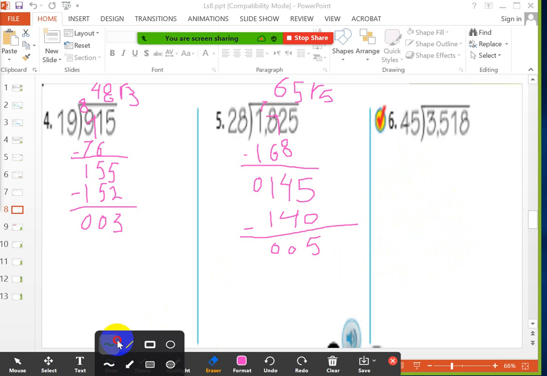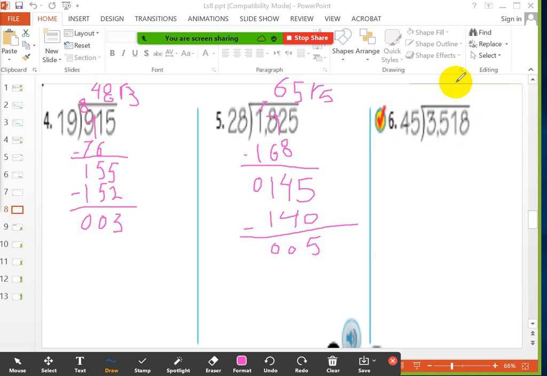Let's find the answer for 3,518 divided by 45. Now I will take the 3. Can I divide 3 on 45? No. So I will take the 5. 35, can I divide it on 45? No, I can't. So I will take the 1.